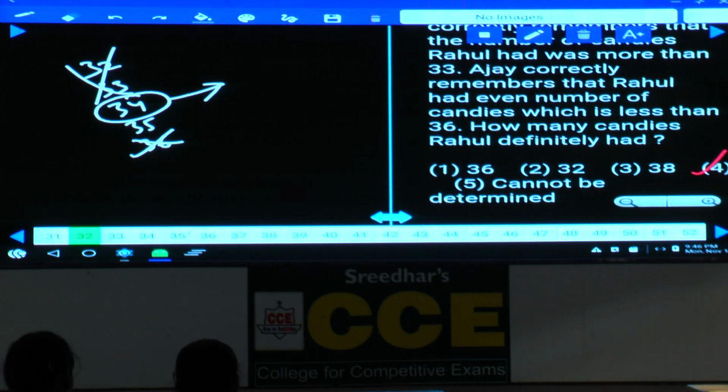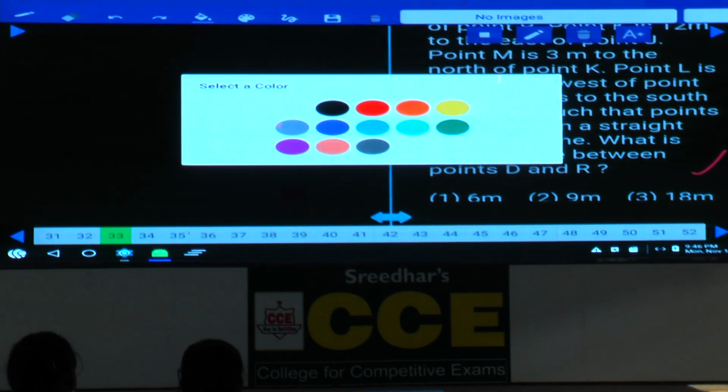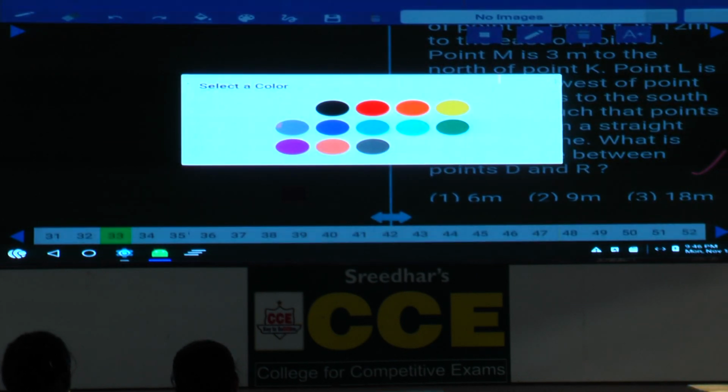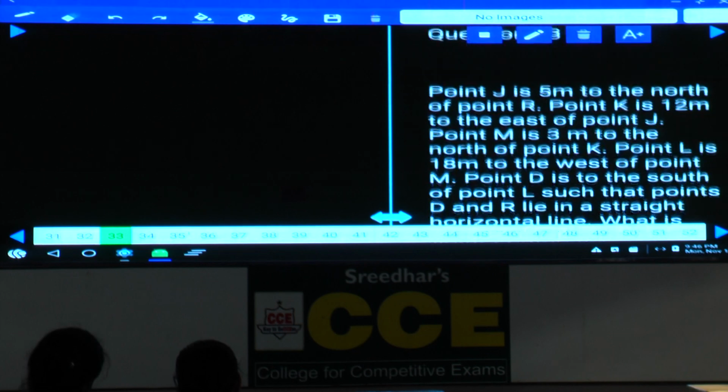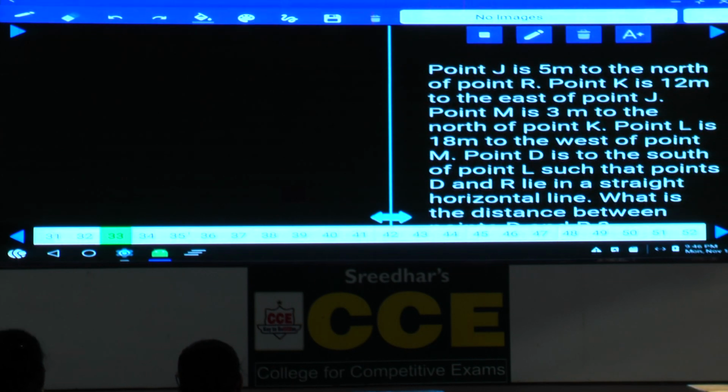Done? Then question number 33. Now in this 33, what is the information we have? It is based on directions. J is 5 meters to the north of R. R is here, and this is J, which is 5 meters to the north of R.